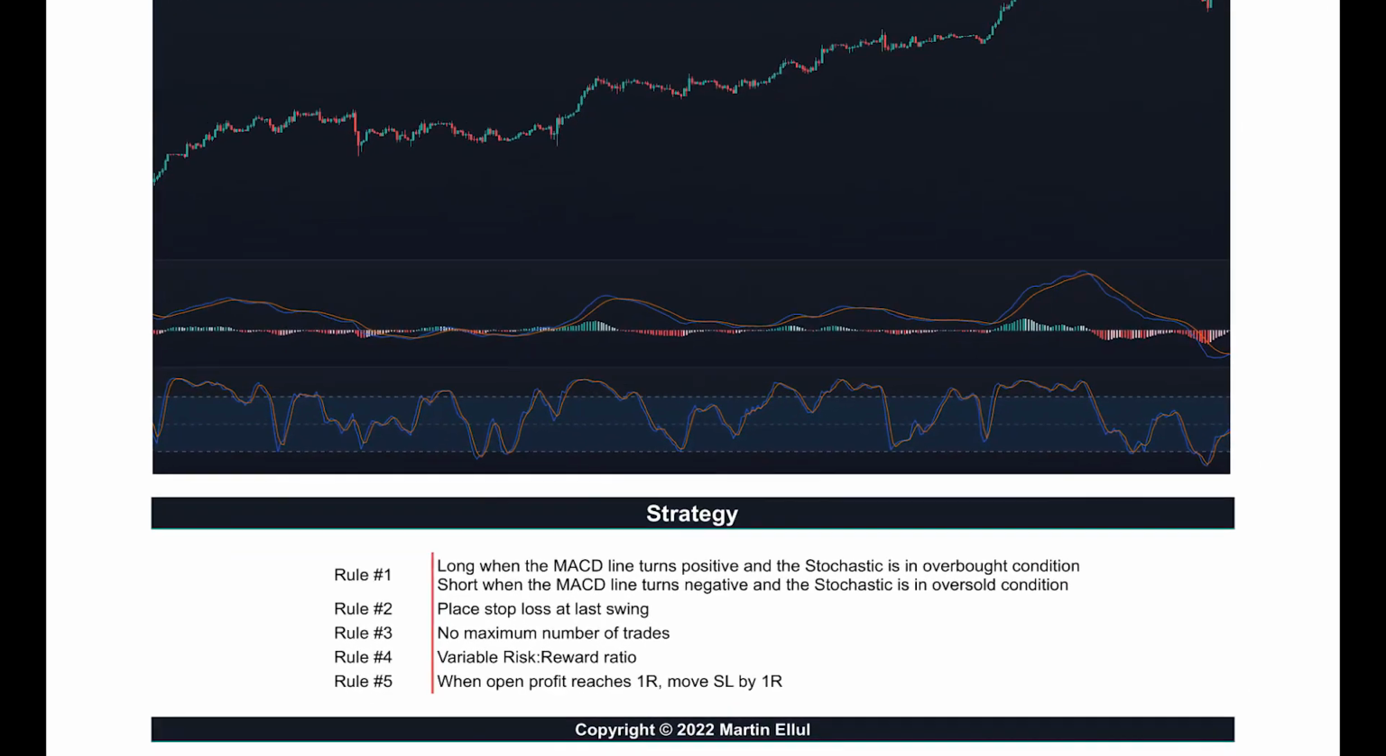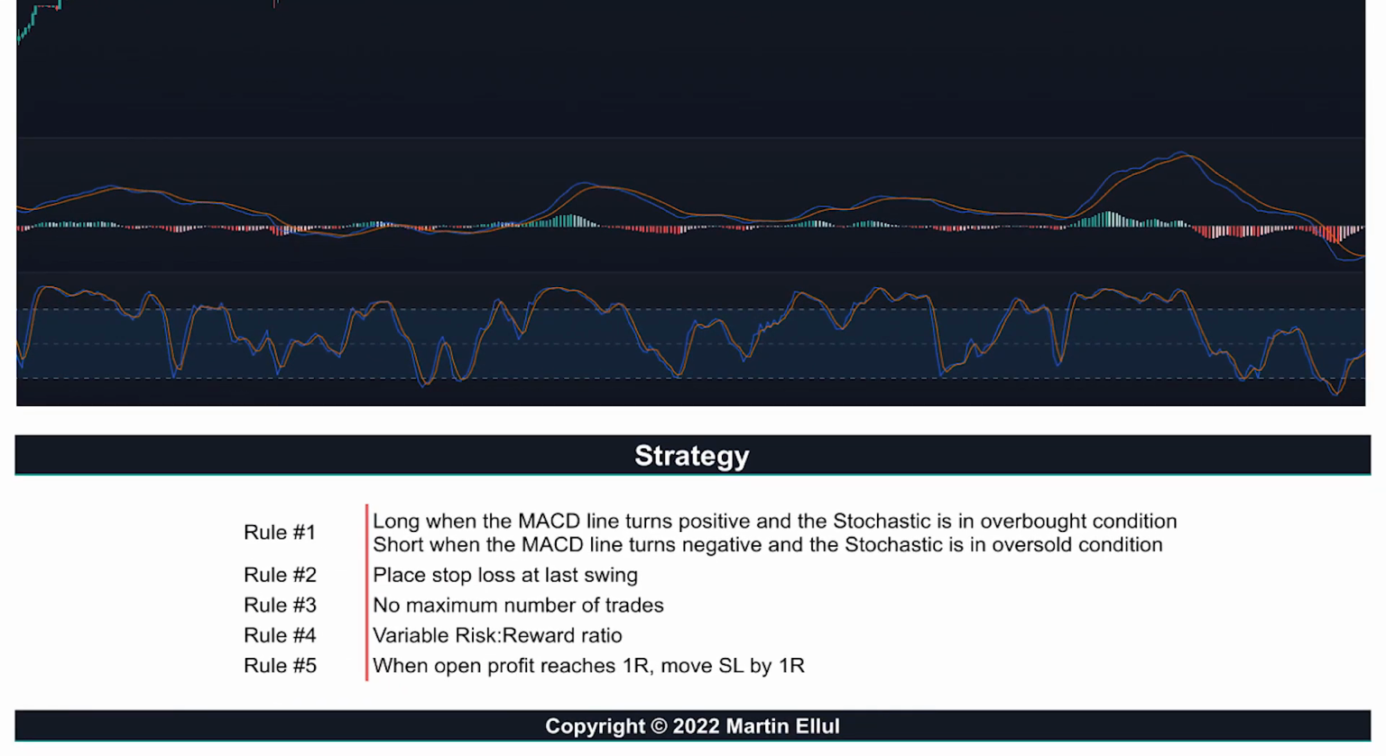So here's the strategy. We go long when the MACD line turns positive and the stochastic is in overbought condition. And similarly, we go short when the MACD line turns negative and the stochastic is in oversold position. The second rule is that we place a stop loss at the last swing. We don't have a maximum number of trades that we can have open at any given time, and we'll be using a variable risk to reward ratio with a trailing stop loss. So that means that whenever the open profit reaches 1R, we move the stop loss by 1R.